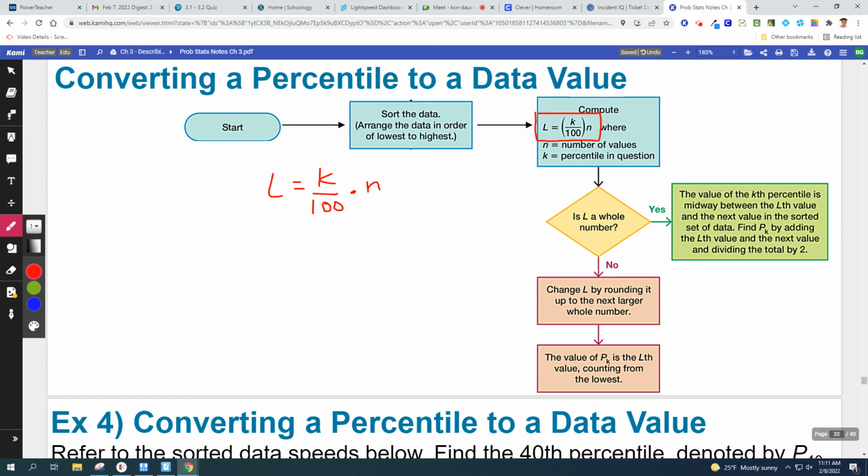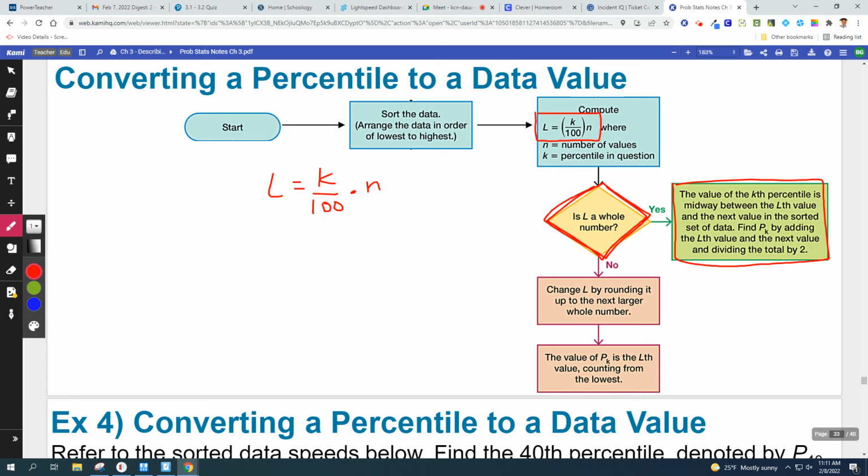Then you have to ask yourself a question: is that L a whole number? If L is a whole number, then you have to do this extra thing. The value of the kth percentile is midway between the Lth value and the next value in the sorted set of data. Find PK by adding the Lth value and the next value and dividing the total by 2. That's just finding the middle of two numbers, kind of like a median when there's an even number of numbers and you find the middle of the two middle numbers.